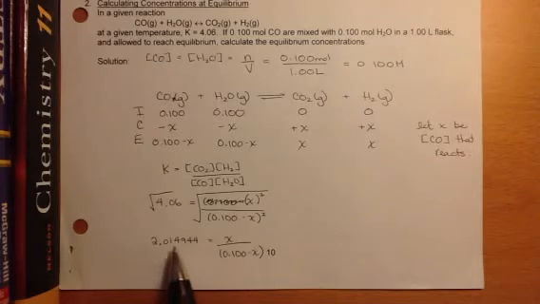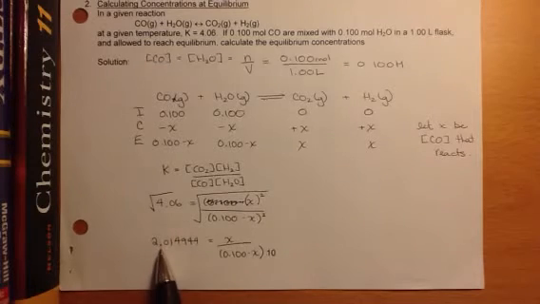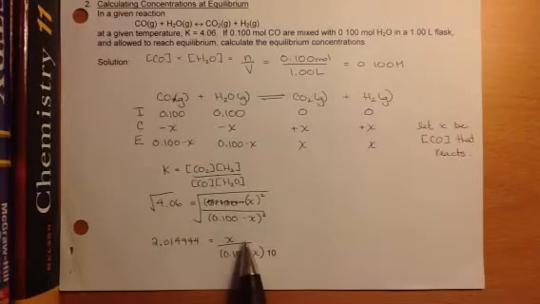So, taking the square root of 4.06 equals 2.01 and so on. Take the square root of X squared gives you X, and the square root of 0.1 minus X squared is just going to be 0.1 minus X. And now, using our good math skills, we're going to solve for this value of X.